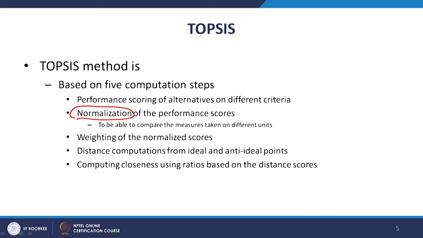Then once this is done, we can compute the closeness using some ratio-based formulas on the distance scores. Once this closeness ratio has been computed, we can move ahead and do our ranking of alternatives. So, these are the basic 5 steps. Now, the underlying mathematics, how exactly these computations are performed. Let us understand that aspect also.